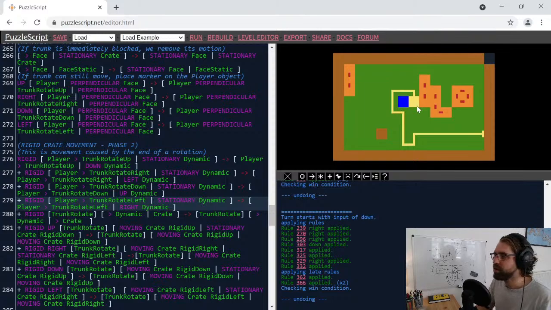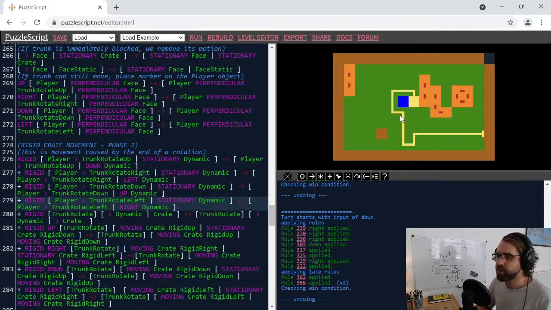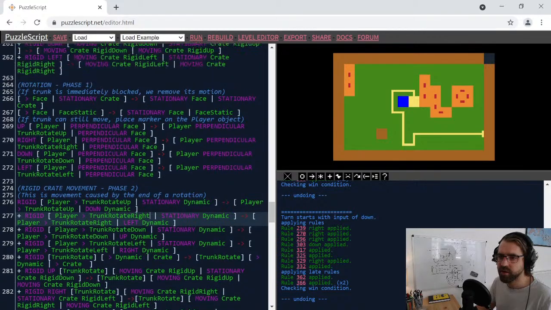So, yeah, so what would be ideal is if, when I rotate, this counts as rigid movement being blocked. It's not going to be rigid movement though, is it? Just get rid of the rotation the same way I do for everything else. If it was immediately blocked, we remove its motion. Trunk still move, place marker on the player object. Right. Can I just figure out... Place marker on the player object, what marker is that? So the player perpendicular face, player perpendicular. It's not really a marker. Oh yeah, it is. Trunk rotate up.